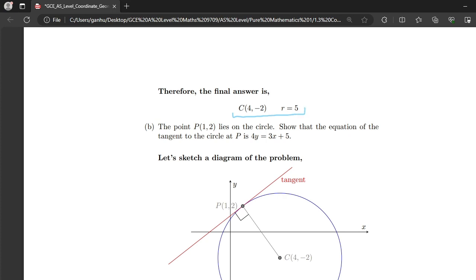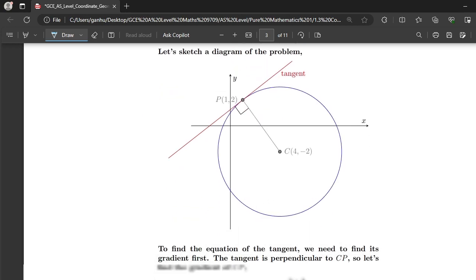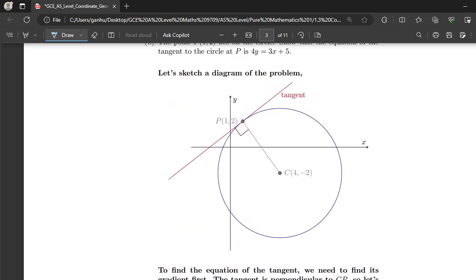Now let's move on to part B. The point P (1, 2) lies on the circle. Show that the equation of the tangent to the circle at P is 4y = 3x + 5. So here we have a diagram of our problem. We have the tangent in red and we have our circle in blue. And we're supposed to find the equation of the tangent.